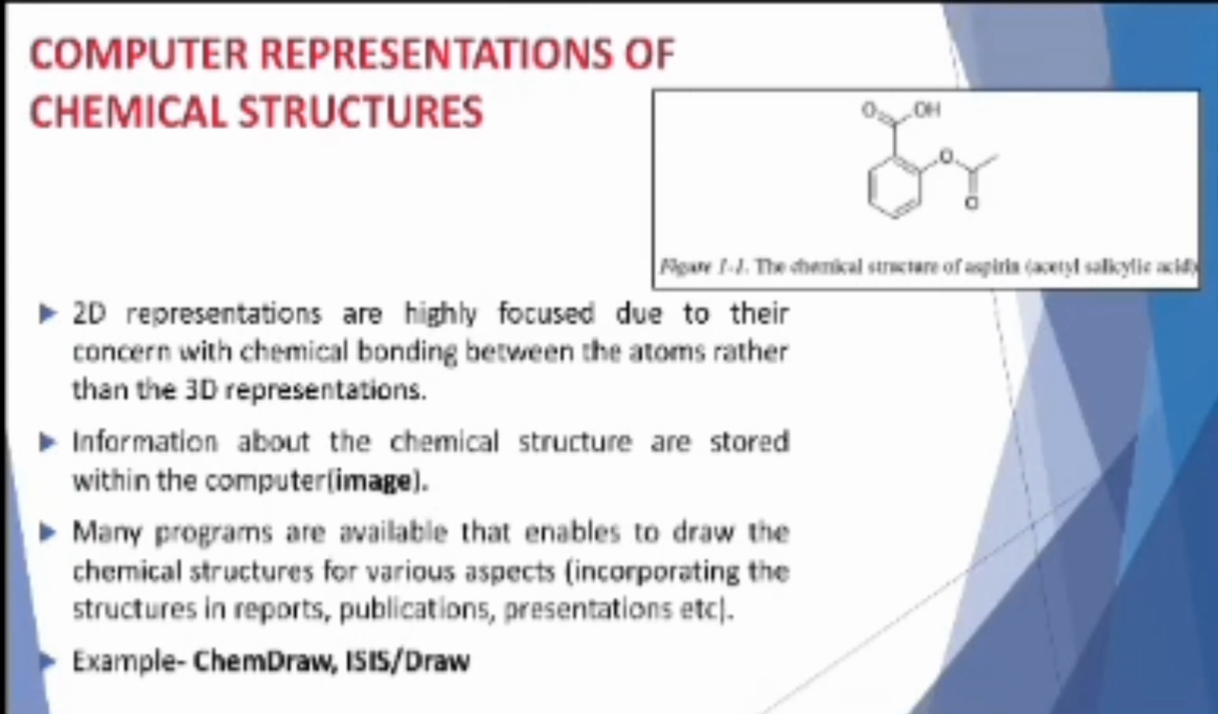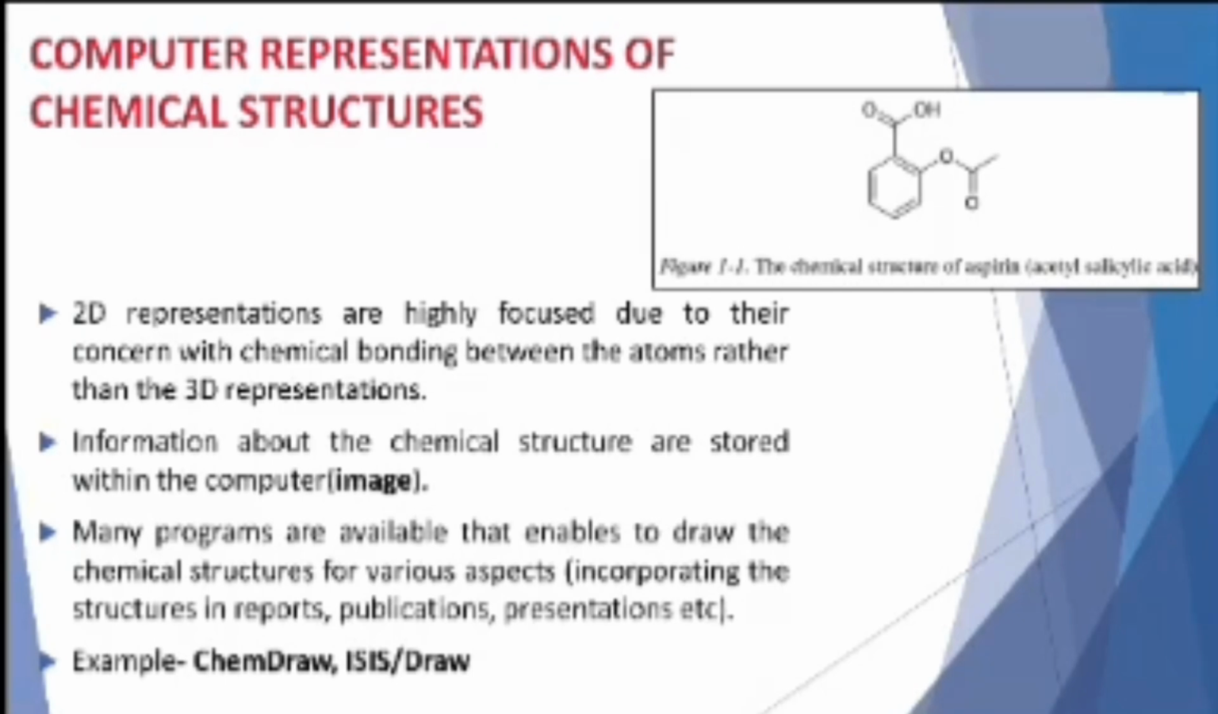So 2D representations are highly focused due to their concern with chemical bonding between the atoms rather than the 3D representations. So information about the chemical structure is stored within the computer image. Many programs are available that enable drawing the chemical structure for various aspects, incorporating the chemical structure in reports, publications, presentations, etc. So for example, ChemDraw, ISIS, ChemSketch.